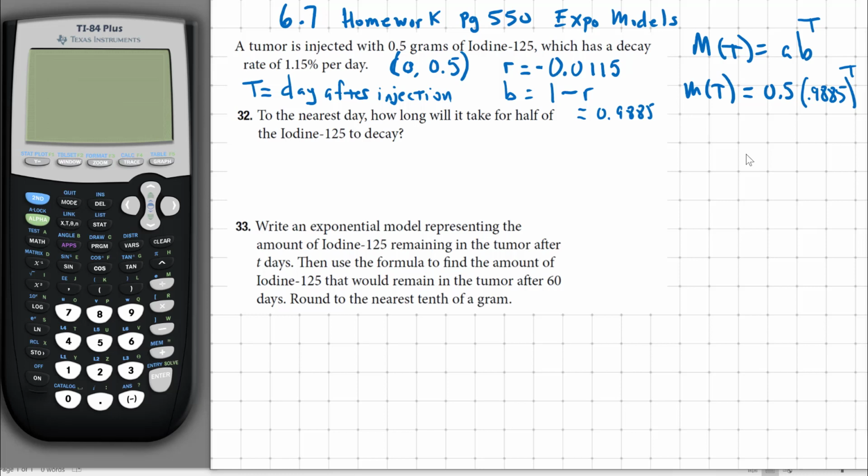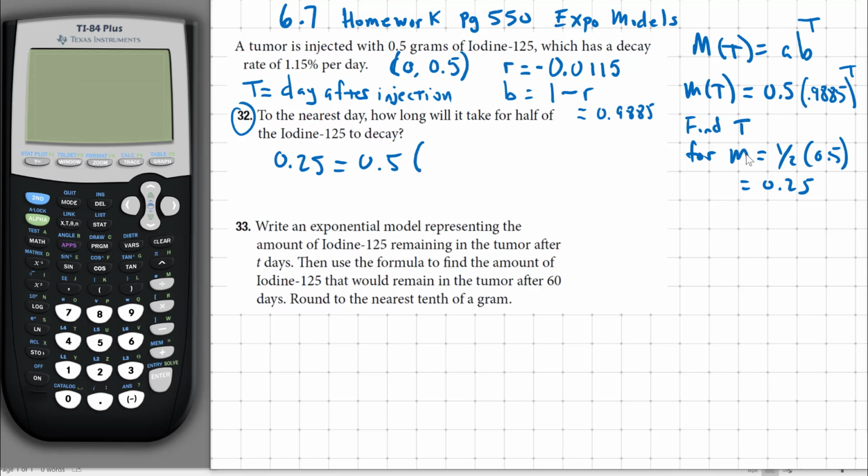Okay, so they want us to find time. This problem number 32, it's find time for the medicine to equal 1/2 of 0.5. Well, half of 0.5 is 0.25. So I'm going to put that in my equation here. 0.25 equals 0.5 times 0.9885 to the T power.